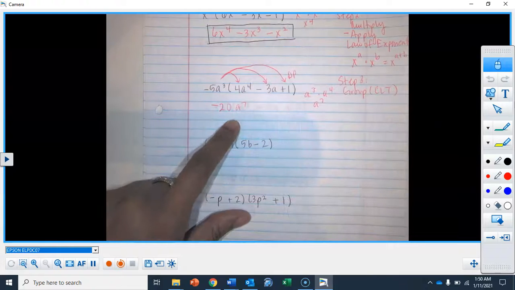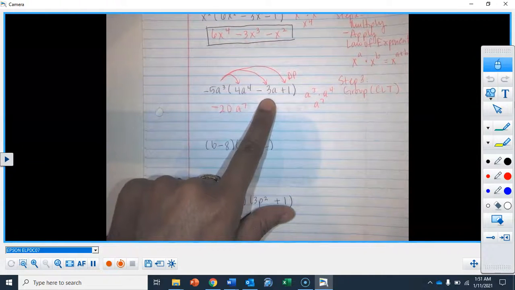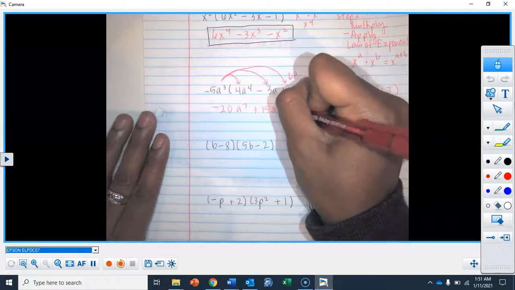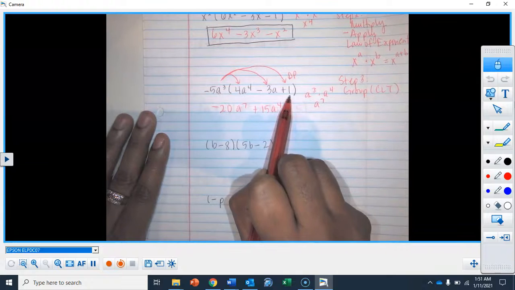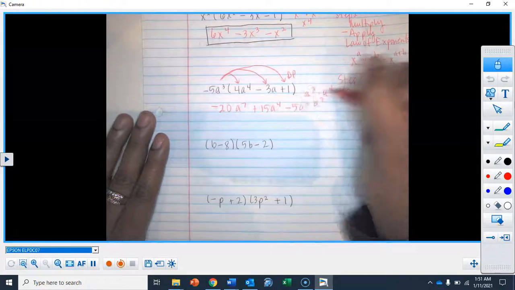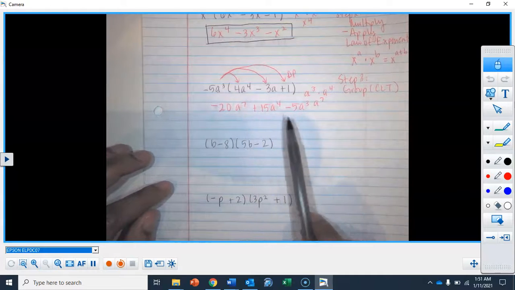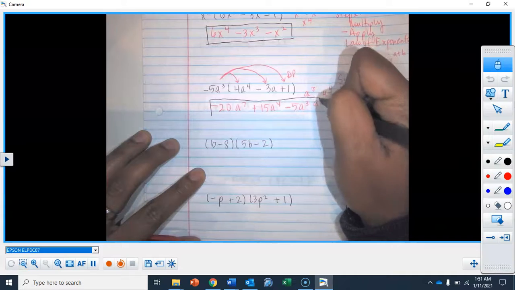Okay, everybody? And then if I have negative 5a to the 3rd times negative 3a, that's a positive 15a to the 4th. And then when I multiply something by 1, it's going to just be itself, but again, there was a negative, so this is negative 5a to the 3rd. Again, all three of those terms are different, a to the 7th, a to the 4th, a to the 3rd. There's nothing to group or combine. Okay?